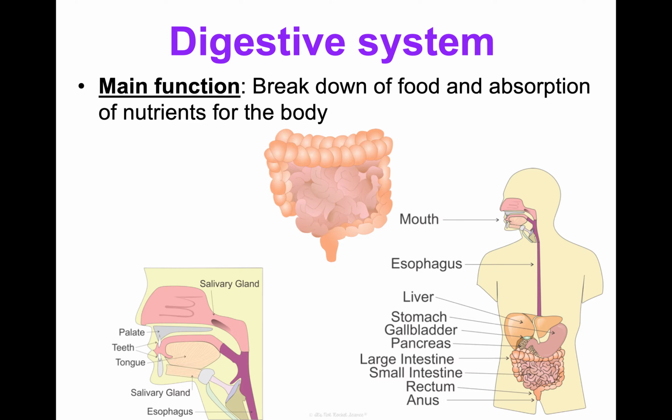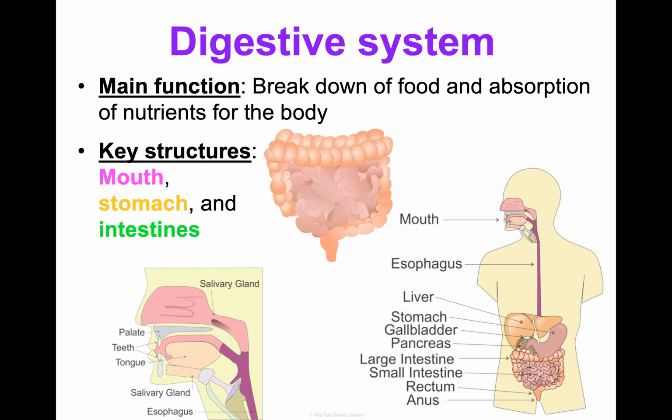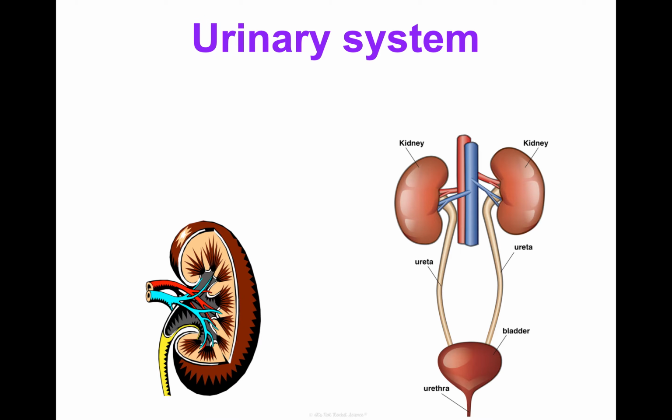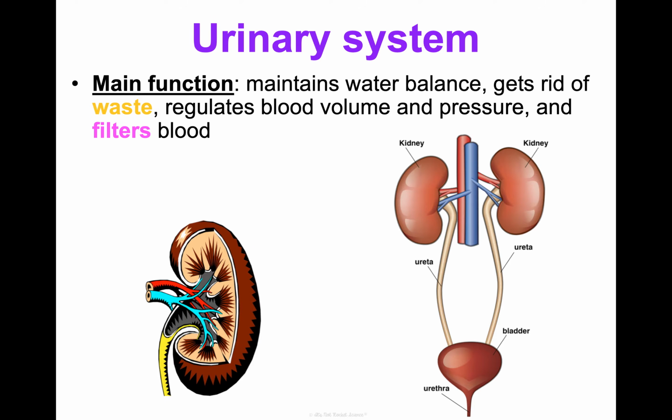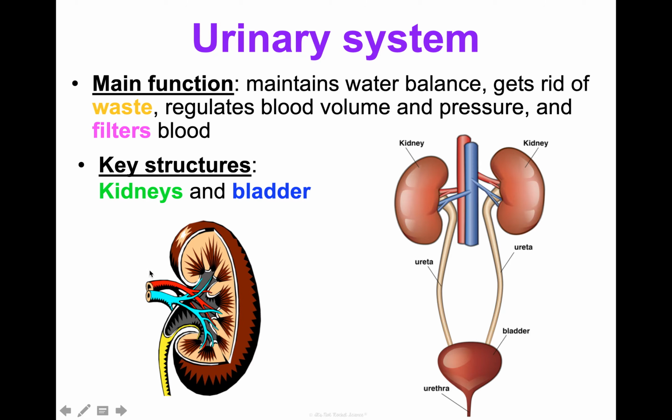All right, then we've got our digestive system. Its main function is breaking down our food and then absorbing the nutrients from that food into our body. And then the key structures are going to be our mouth, our stomach, and our intestines. The urinary system, its main function is maintaining water balance and then getting rid of waste, regulating blood volume and pressure, and filtering blood. The kidneys do so many things, y'all, that I think we really overlook. And so we'll be spending a lot of time on the kidney. And then, of course, we'll talk about your bladder as well.